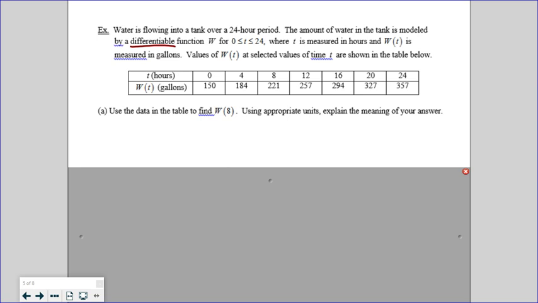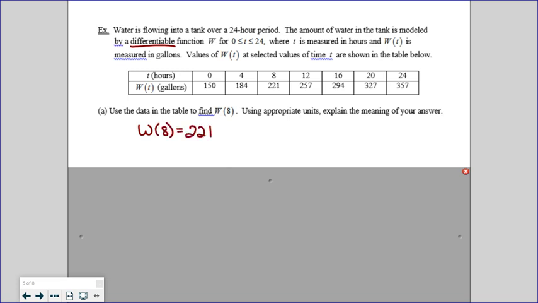For example, the first one, use the data in the table to find W of 8. Okay, well, can't I just look at that table and say what W of 8 is? No work to be done on that. That's just reading the table. 8 stands for our number of hours. We're plugging it into W. I don't know what W is, but I can get the information from my table. W of 8 is 221.